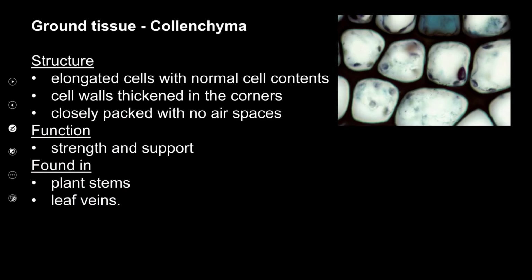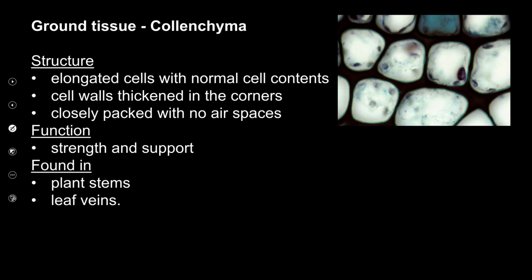Parenchyma cells have thin walls. They're great for storage, but they're really, really bad for support. So where a plant needs support, it would need to have cells with walls that are thickened. And there are 2 types of that.